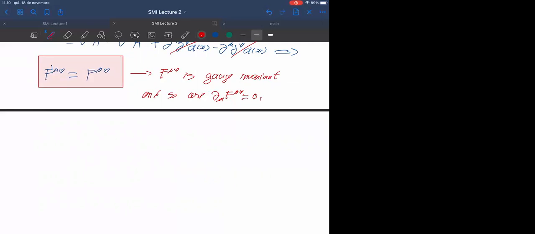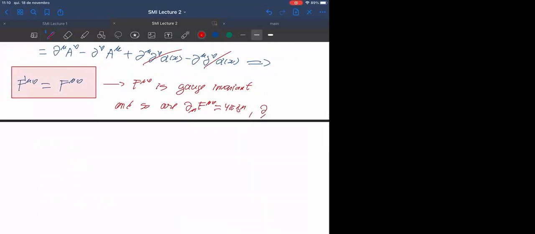So basically the Ampere-Gauss law, d mu F mu nu equals 4 pi j nu, and also d mu F star mu nu equals 0. So we have just proved the covariance and gauge invariance of Maxwell theory, and that's it. This makes it for Maxwell theory.